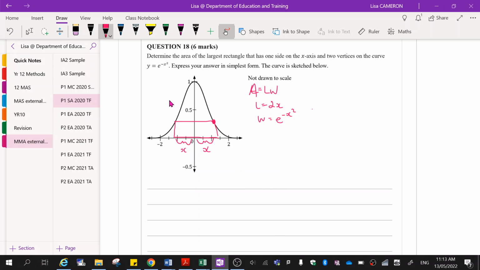Okay, so express your answer in simplest form, sketch on the curve. So I'm going to make an expression for the area. I'll start writing in black. Area equals length is 2x times the width is e to the power of negative x squared. Next thing I'm going to do is take the derivative of it.